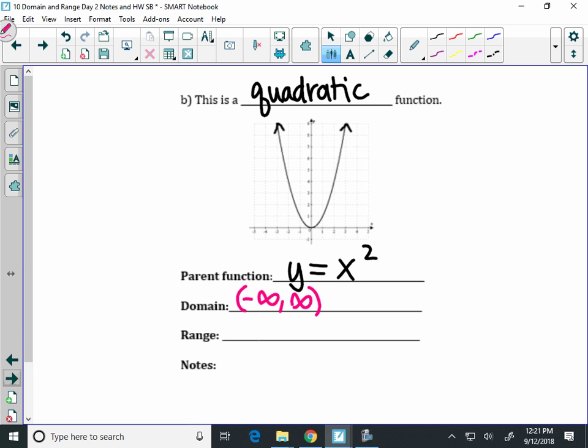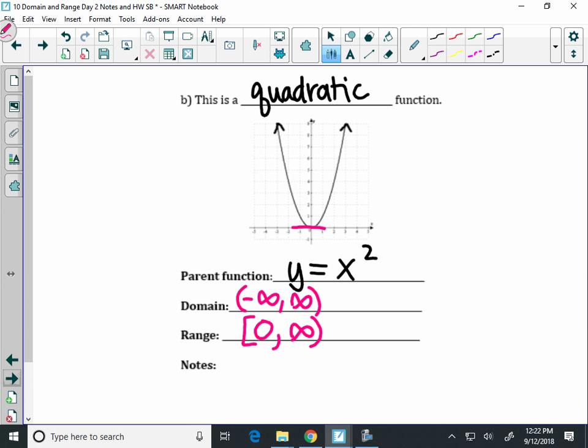What about our range here? What's our lowest y value? 0. Do I put a bracket or a parenthesis with the 0? A bracket. And how high up does it go? To infinity. Okay.